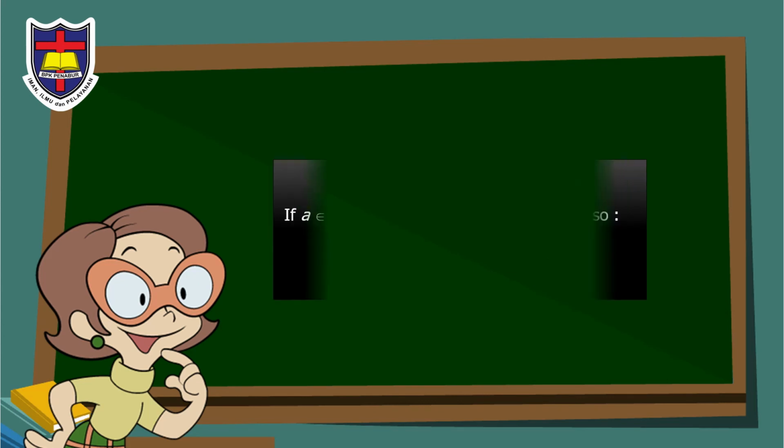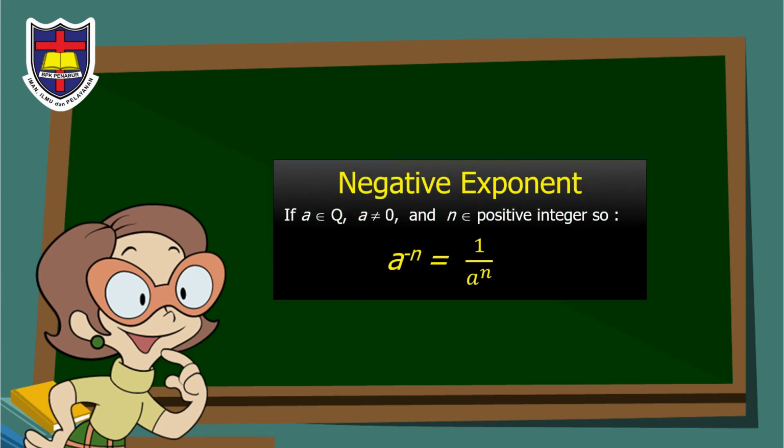So in general, for negative exponent, if we have a to the power of negative n, if a is an element of rational numbers and a does not equal 0 and n is an element of positive integers, we can write a to the power of negative n as 1 over a to the power of n. So we can flip the position. If we change the position, the sign will be changed also.